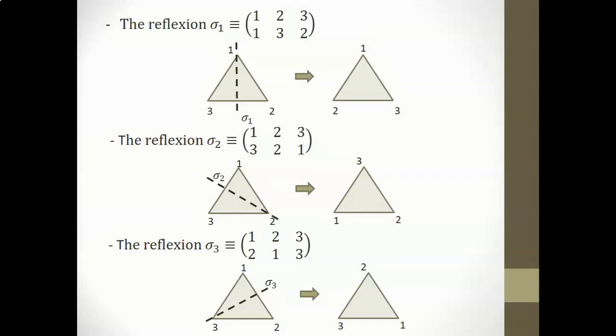Additionally, we have 3 reflections. The first reflection, sigma 1, is around the axis passing through the first vertex. This is equivalent to a permutation of the vertices 3 and 2. The reflection sigma 2 consists of permuting the vertices 1 and 3, and the reflection sigma 3 is equivalent to a permutation of the vertices 1 and 2.